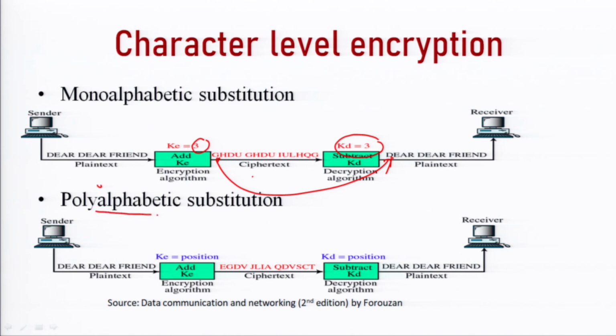Second one is polyalphabetic substitution. It is relatively more powerful than monoalphabetic substitution. Here position of the letter matters. Suppose D is on the first position, so it is converted into E. E is on the second position, so F and G. Similarly, A is converted into D, and second year, you see here, second year is converted into this another word GLIA. But here in conventional method you can observe that the encryption key and decryption key are the same.